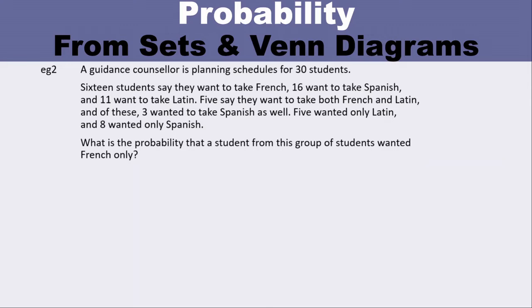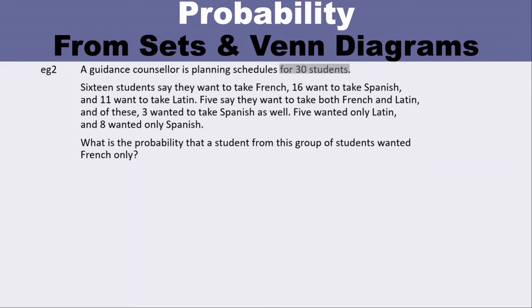So reading this question through carefully, I highly recommend that you use highlighters or different colors to point out the different information that's been given, because there's a lot of information here. Don't just look for the numbers because sometimes the numbers are written in words. First of all, the guidance counselor is planning schedules for 30 students.